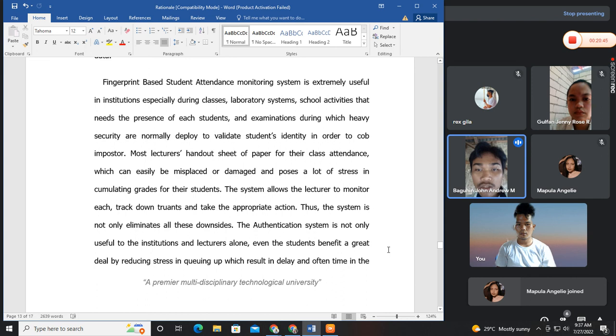So fingerprint authentication is used by the attendance management system. The system recognizes an individual by comparing his or her biometric to his or her previously recorded one in the database to determine if the individual is who he or she claims to be.